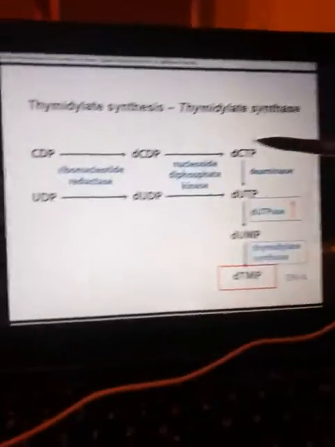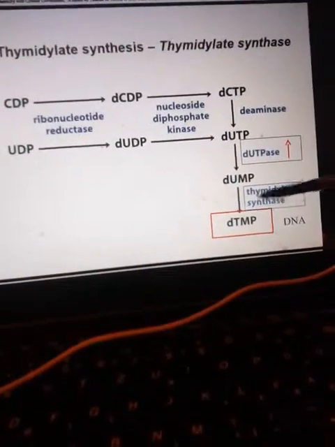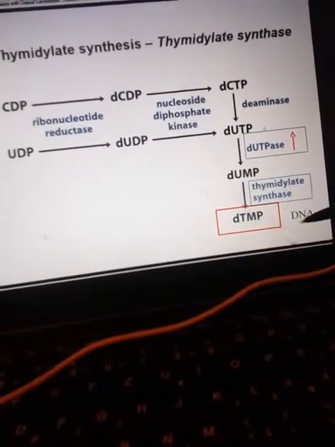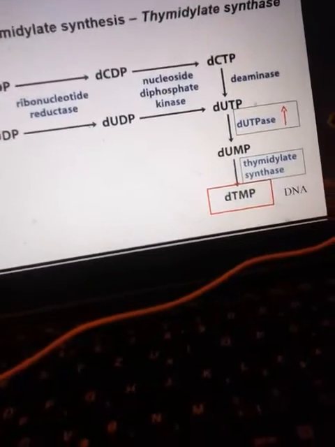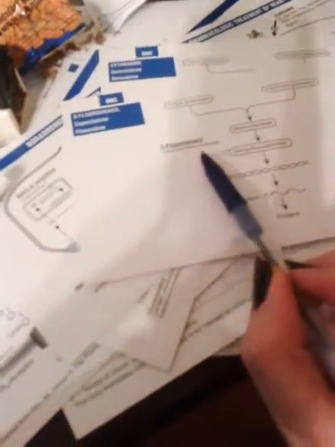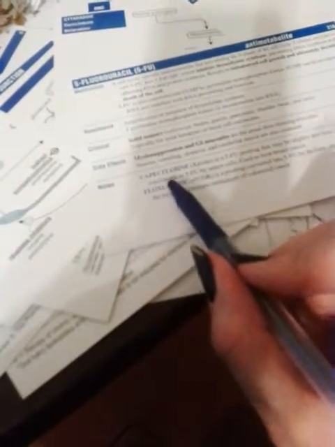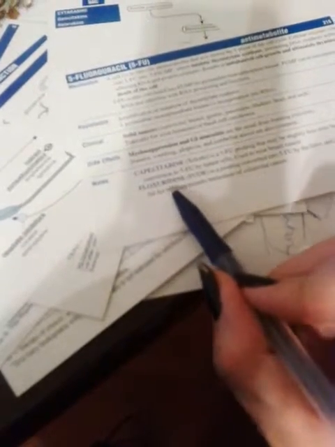Thymidylate synthase is important here. Where is the thymidylate synthase? Here. From dUMP to dTMP. From uracil monophosphate to thymidine monophosphate. Who inhibits thymidylate synthase? And 5-fluorouracil. You see, 5-fluorouracil inhibits thymidine synthesis. 5-fluorouracil and also the prodrugs of that, capecitabine and floxuridine. Floxuridine, capecitabine, 5-fluorouracil inhibit thymidine synthesis.